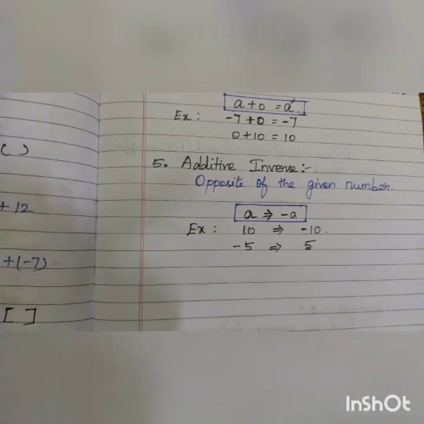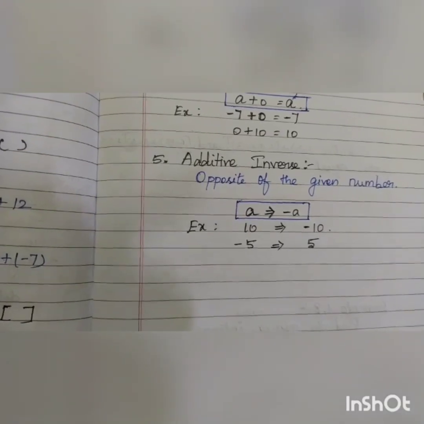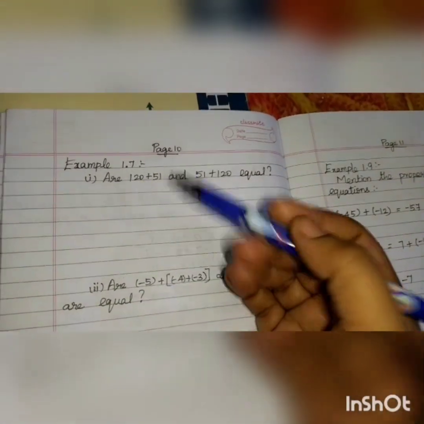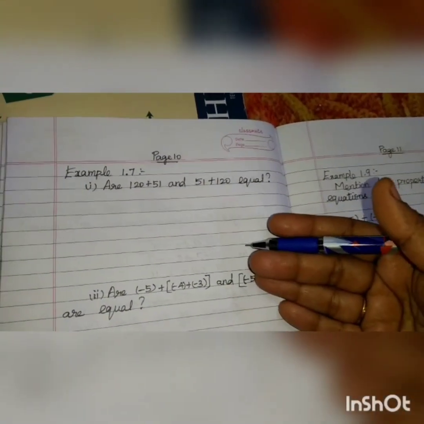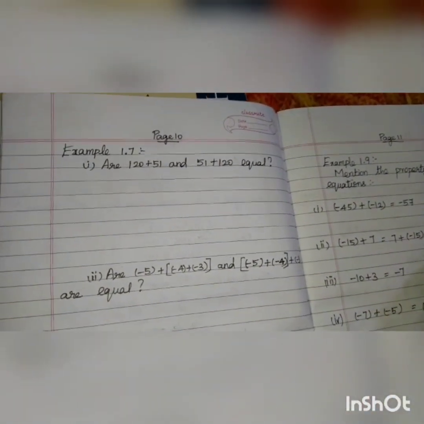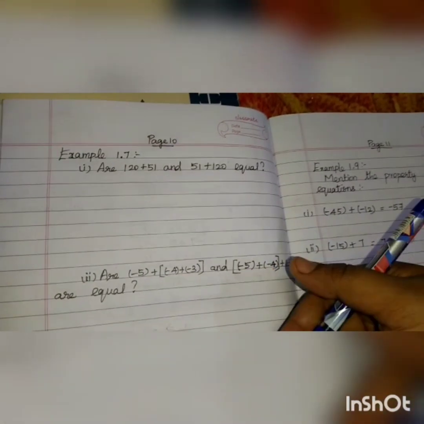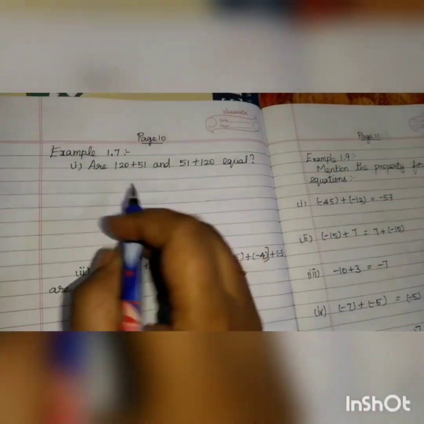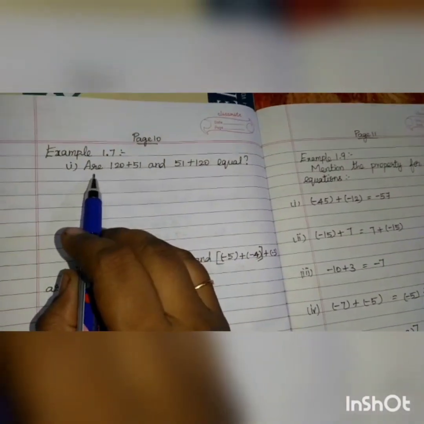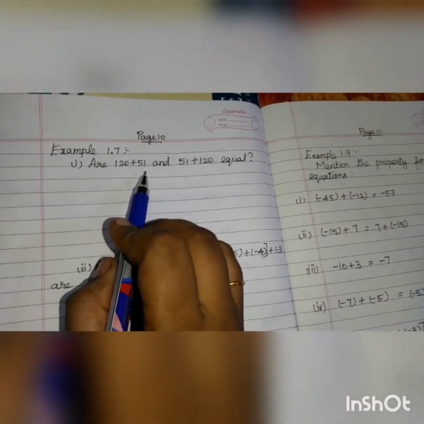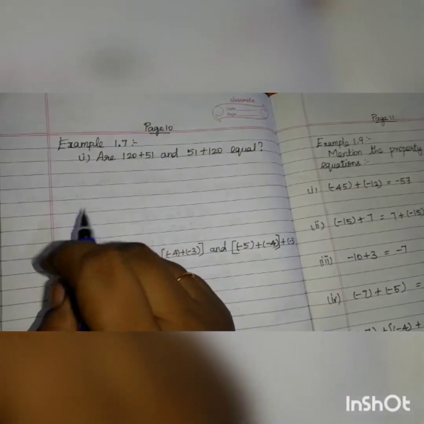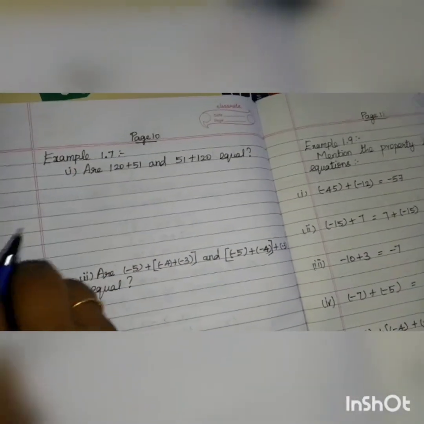We know all the 5 properties now. Next, children, we are coming to page 10. Now we are going to follow some example sums as well as the exercise 1.1 sums based on these 5 properties that we learned now. So for example 1.7, are 120 plus 51 and 51 plus 120 equal or not? They are asking whether it is equal.